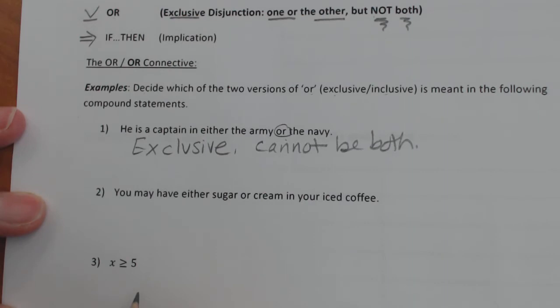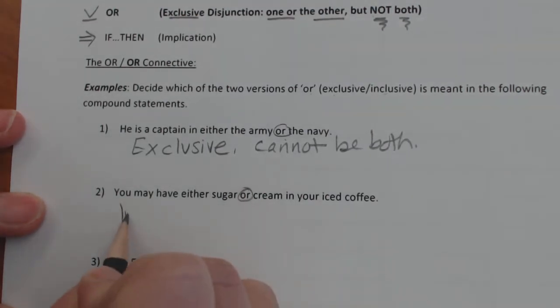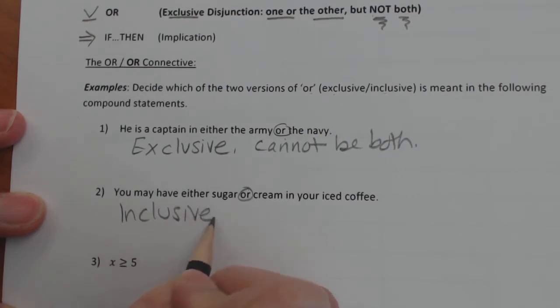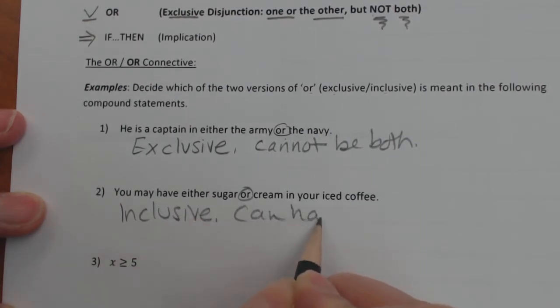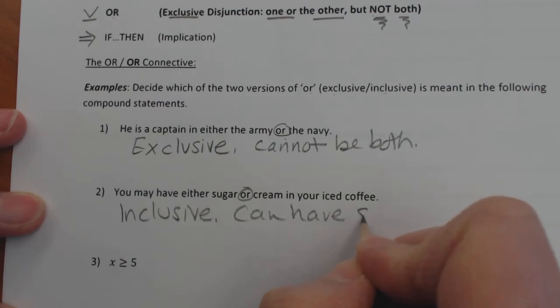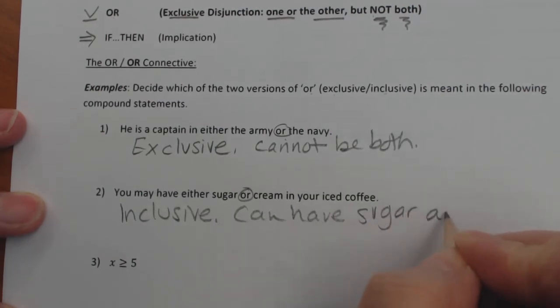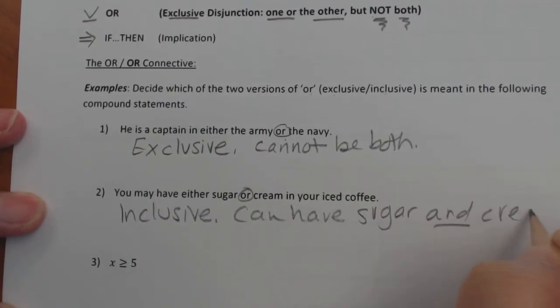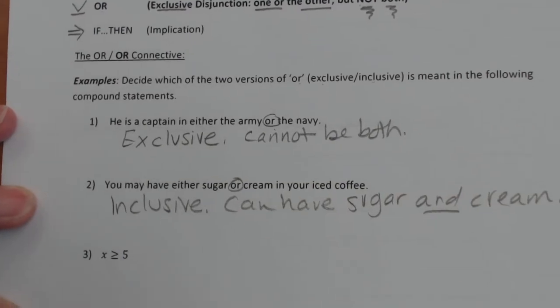Number two, you may have either sugar or cream in your iced coffee. So this or is going to be inclusive because you can have both. You can have sugar and cream in your coffee. And so that sugar and cream is your both.